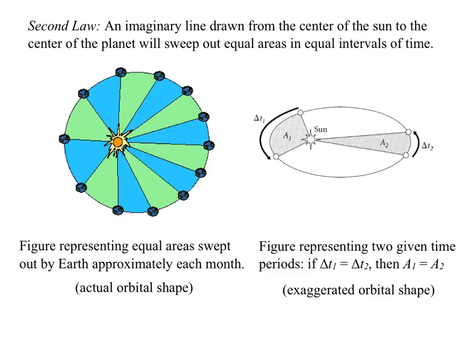Second law tells us that if you take a line from the center of the sun to the center of the planet, and then sweep out an area, meaning this area right here that I'm shading, that entire region, that area has to be equal to any of these other areas. These areas are always going to be the same.